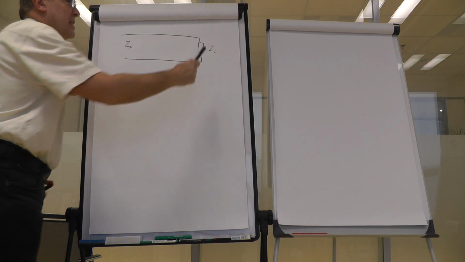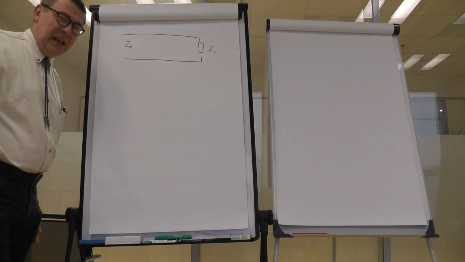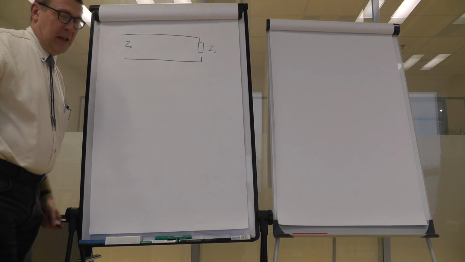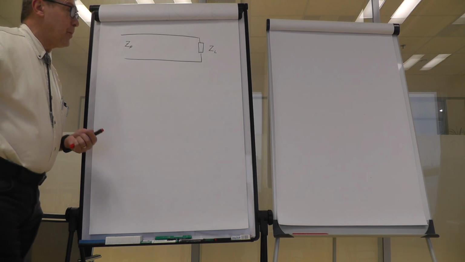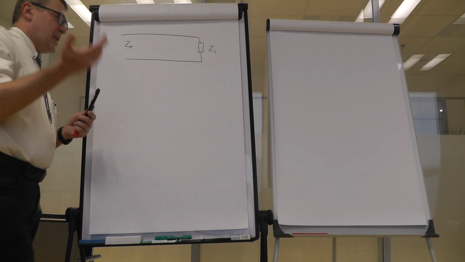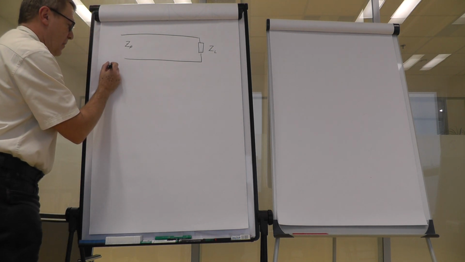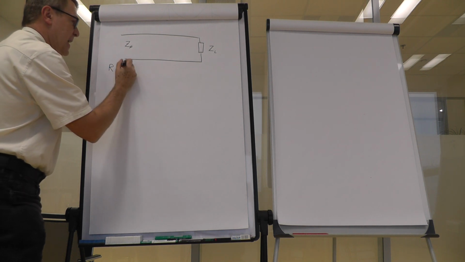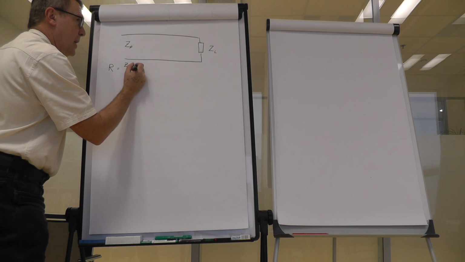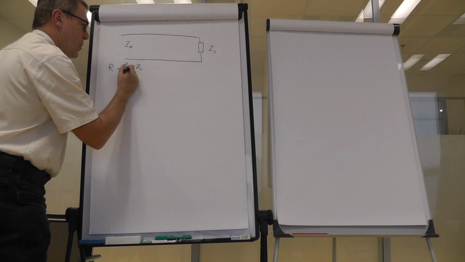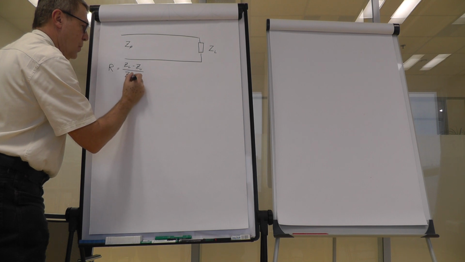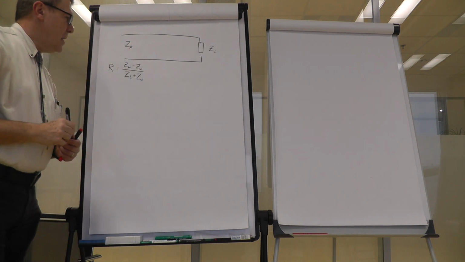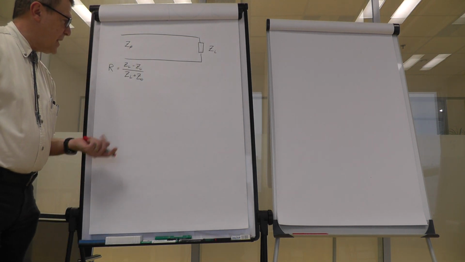In the case that this Z load is the same value as the characteristic impedance of the line, then we would have no reflection, and it's not very interesting. Because, as you remember, we have the reflection coefficient, let's call it R for voltage, which is Z load minus Z0 divided by Z load plus Z0. That's just to remind you of something that was two lectures ago.